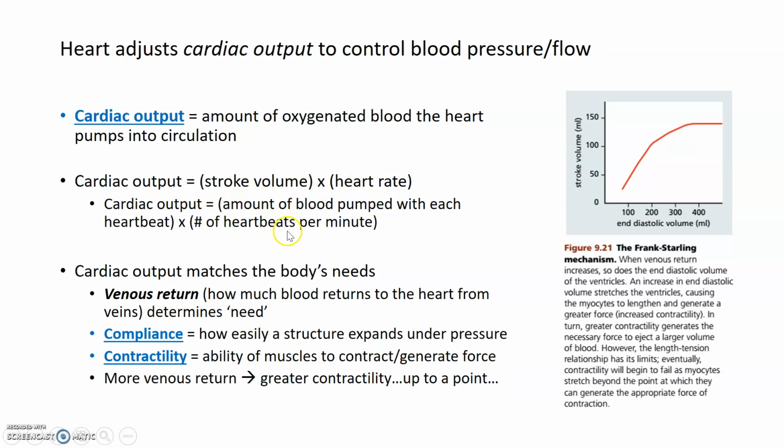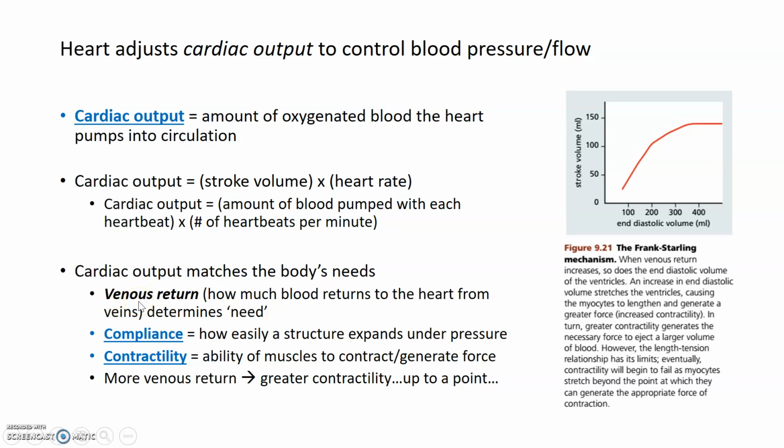Right? And that kind of makes sense, right? So the amount of blood your heart can put out is the amount of blood pumped with each heartbeat times the number of heartbeats per minute. And so cardiac output, and really what determines it, is the body's needs for oxygenated blood. And the way that the body senses how much oxygenated blood it needs is by taking into account this thing called venous return. Venous means veins, right?